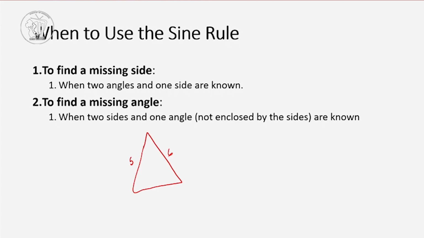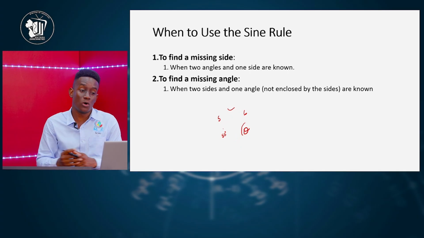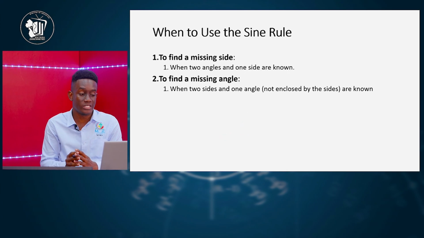So let's say we have a triangle like this and we want to find a missing angle. Let's say we're given this angle as 50 degrees, then the angle that we can find with the sine rule would be this angle here, this missing angle. We cannot use it to find this angle because we don't know this side. So let's look at some examples of how we can apply and how we can use the sine rule.